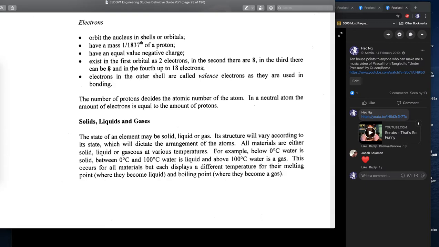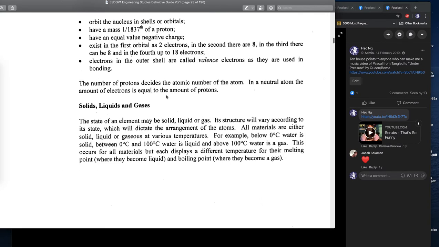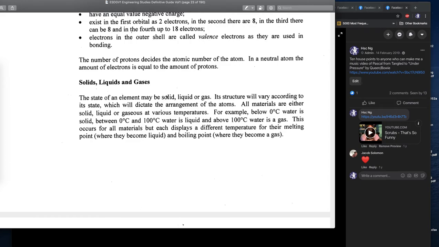And then after that, it can vary. It could be up to 18. But for us, we're going to worry about the outside group, which almost always has 8 electrons. And we're going to call that the valence shell. So that's going to be relevant when we talk about different kinds of bonding.